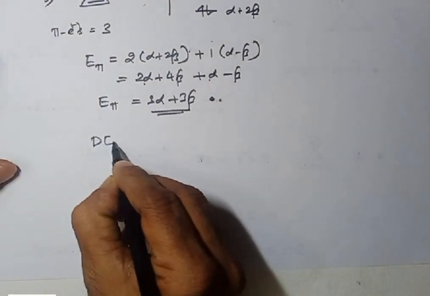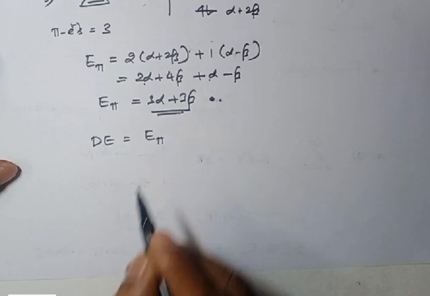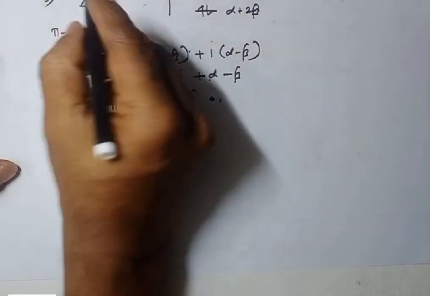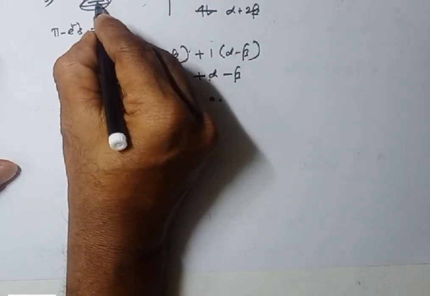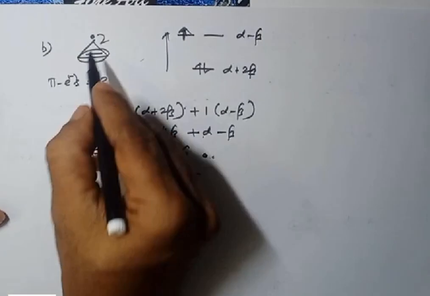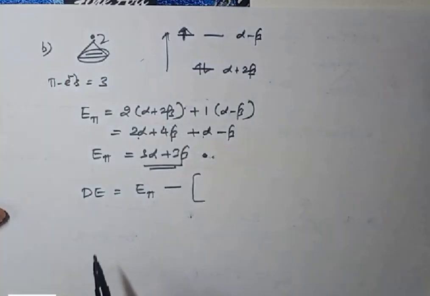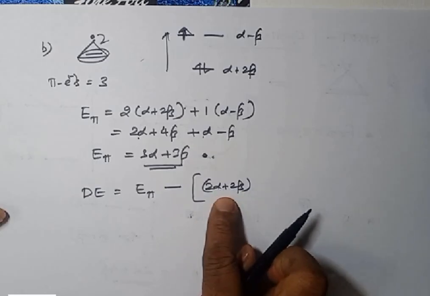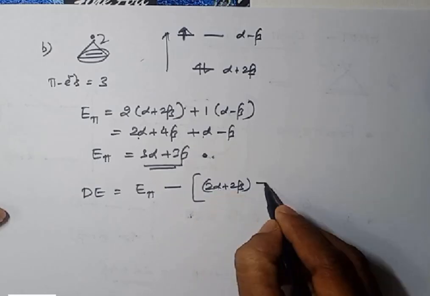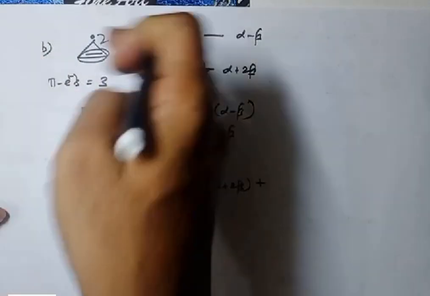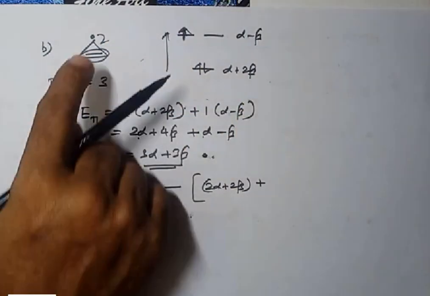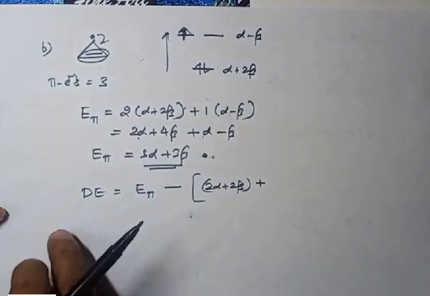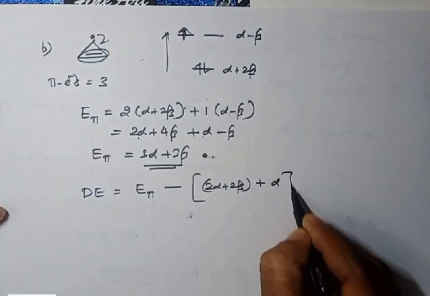Now, what is the delocalization energy? Delocalization energy is pi electronic energy minus, observe this carefully, this system has one ethene unit and we have one odd electron. For ethene, energy is 2 alpha plus 2 beta. If this odd electron is not involved in bonding, suppose the odd electron is not involved in resonance or delocalization, what is the energy of that electron?